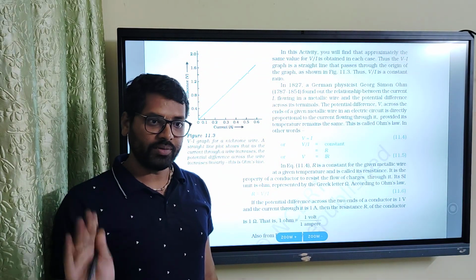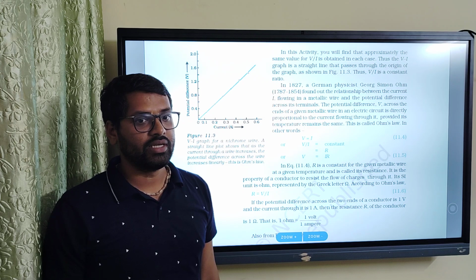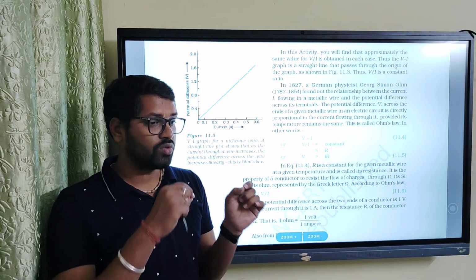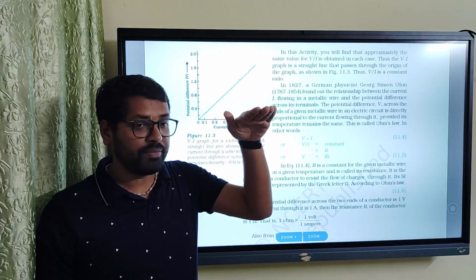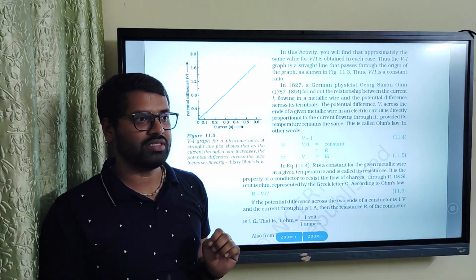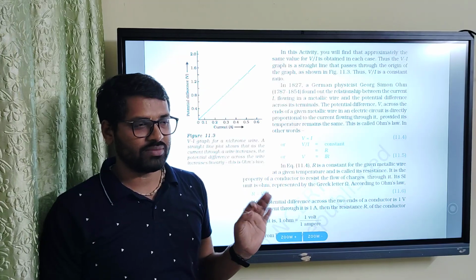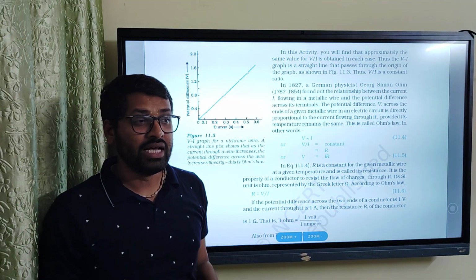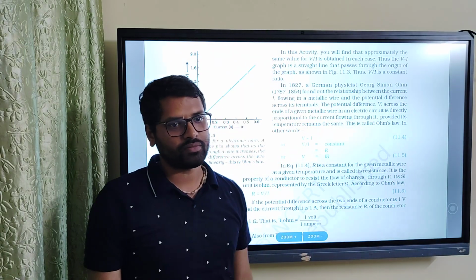Now have you heard about supercomputers? In supercomputers they use gold wire because they want minimum resistance, zero resistance. Ideally zero resistance is not possible, but they try to minimize the resistance. Resistance means that which doesn't allow electrons to flow.